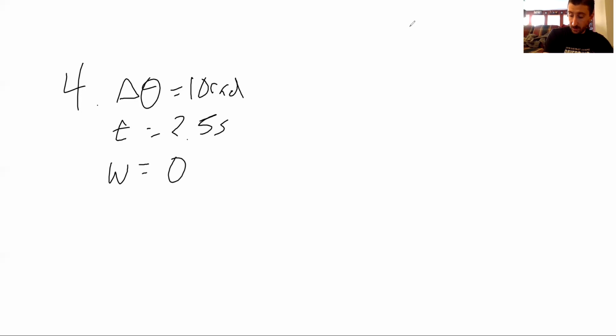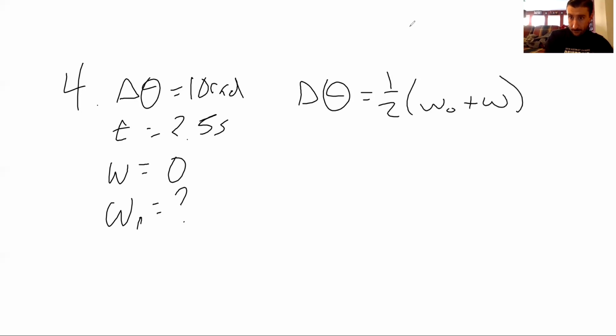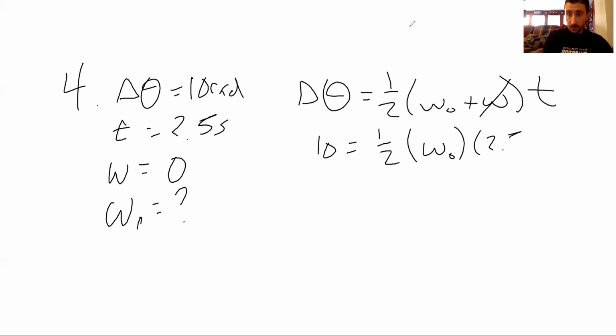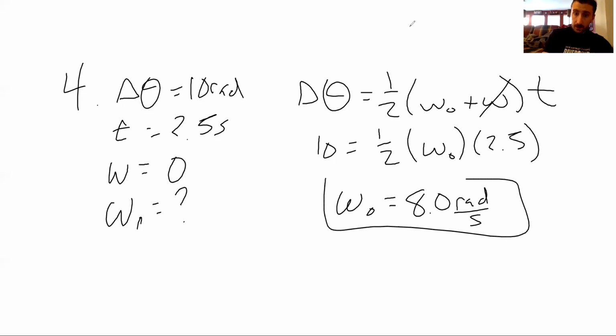So final velocity is 0. We need to know what that initial velocity was. So we look at our equations, we see that we can use this equation, and we just go ahead and plug in. It's a basic problem here. 10 equals 1/2, that's 0, it goes away, times time 2.5 seconds. I get my initial is going to be 8 radians per second. Answer.